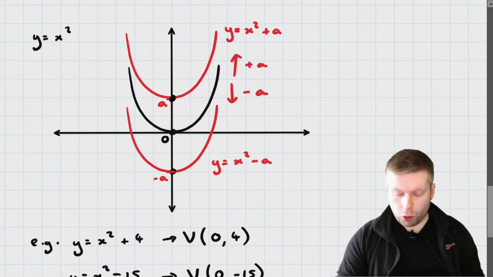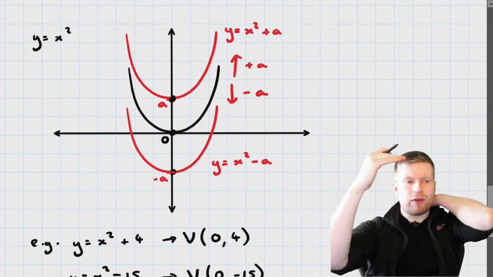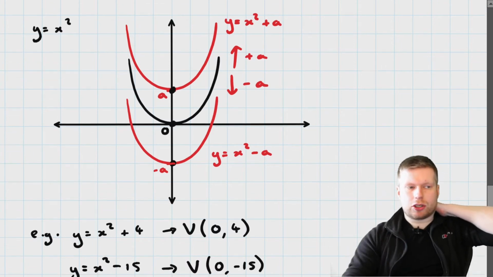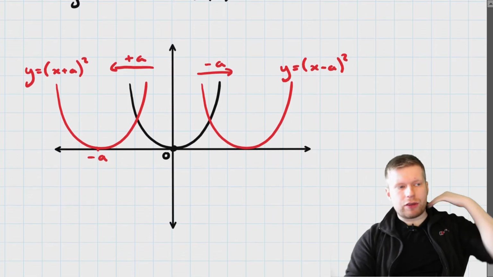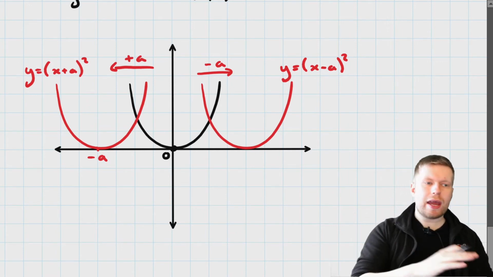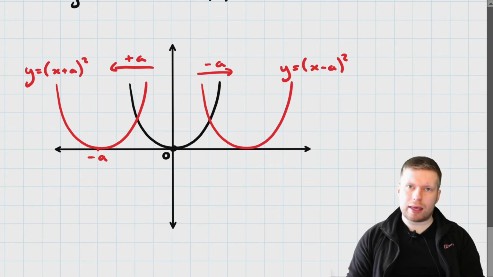With the graph before, if we add on a, it makes sense we're moving it in the positive direction. If we're taking away a, it makes sense that we're moving it in the negative direction. But if we're adding on the value first, then squaring it, it just so happens that we move it in the opposite direction to what we think, okay?